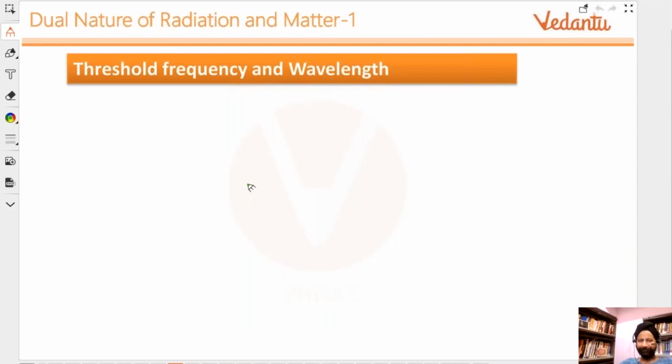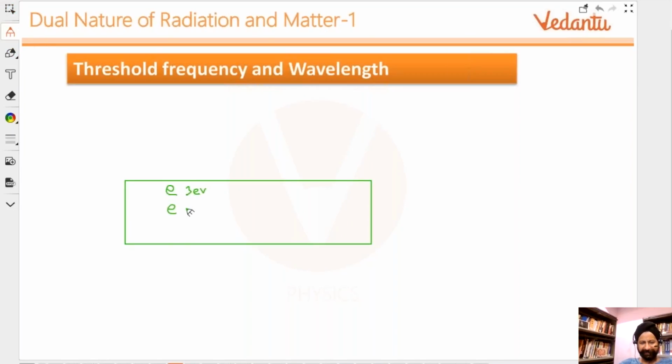Okay, let's see. So threshold frequency and the wavelength. Let's try to understand this. Let's say the same piece of metal, and there was an electron here which needed 3 electron volts. There was an electron here, 4 electron volts. More electron here needs 5 electron volts, right? So the work function is 3 electron volts. I'm claiming that the photon should have at least this energy. At least doesn't mean exactly this much. You can give more energy, that's fine. I need at least 3 electron volts. Give me more, I'm fine, right?